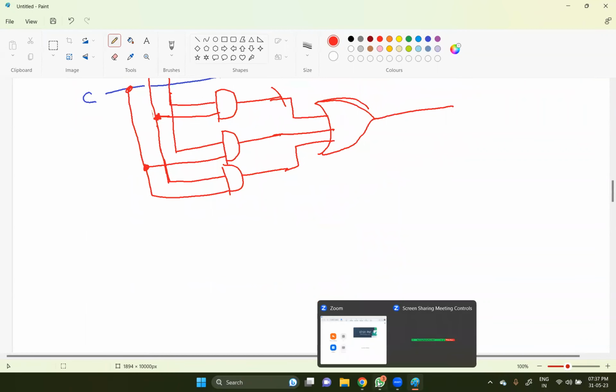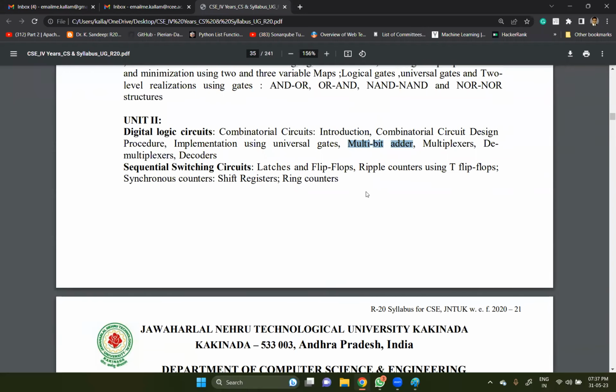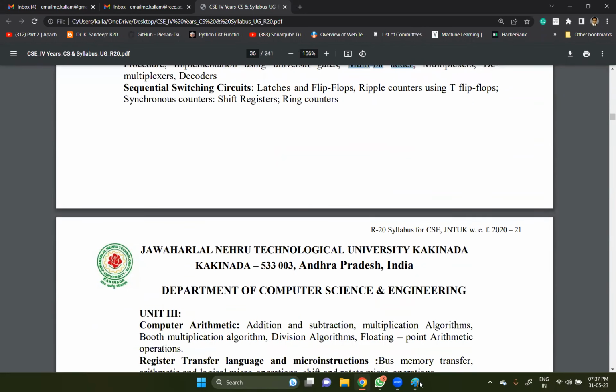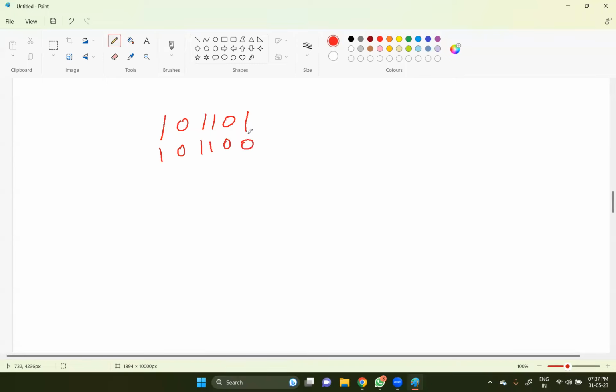And the next topic will be the multi-bit adder. Not only 2 bits or 3 bits. If you have a number of bits, how could you add them? If many bits are available, how could you add them? The explanation will look something like this. For example, 101101, look at how many bits are available here, and 1100. For example, this is what we have.